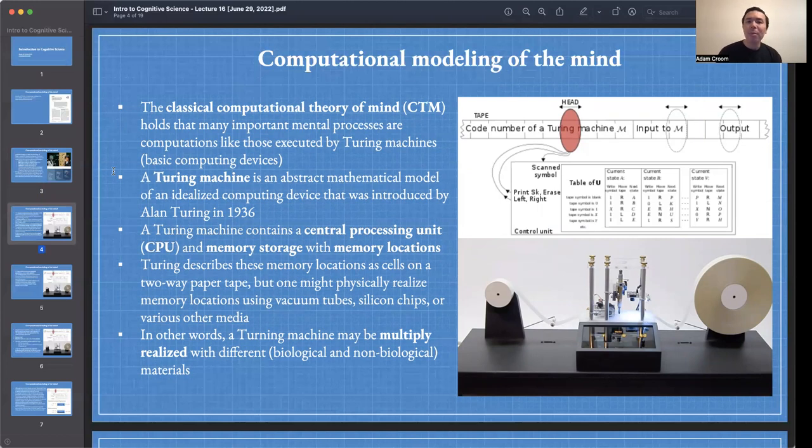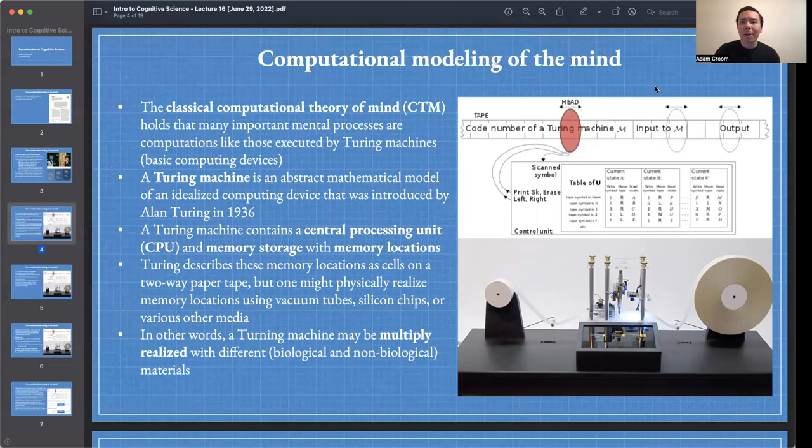The classical computational theory of mind, also called classical computationalism or CTM, holds that many important mental processes, cognitions and computations, are like those executed by Turing machines. A Turing machine is an abstract mathematical model of an idealized computing device that was introduced by Alan Turing.